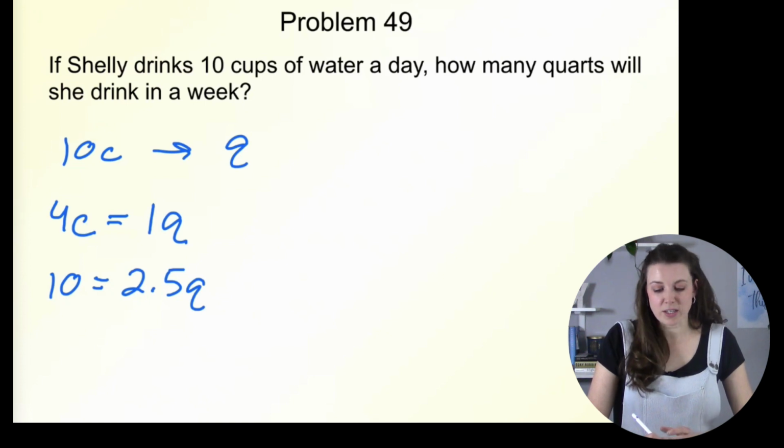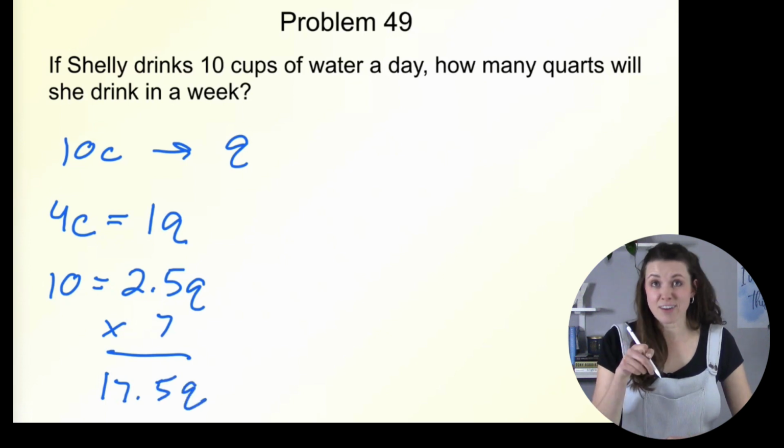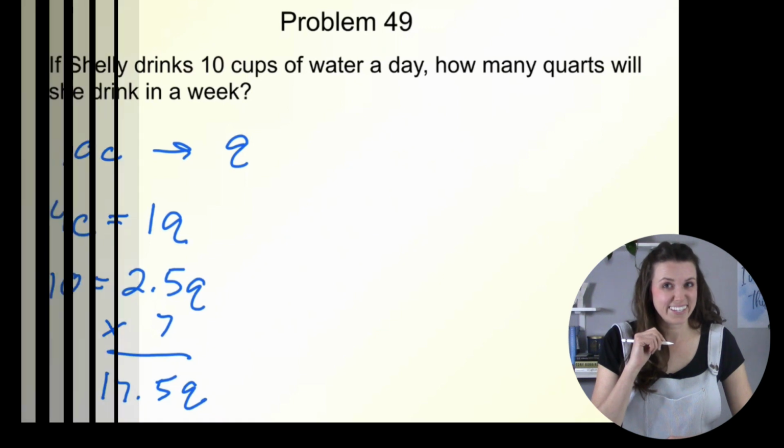So she's drinking 2.5 quarts a day. But it doesn't want to know a day, it wants to know a week. So we're going to times that by 7. And she is drinking 17.5 quarts of water a week. That girl is well hydrated.